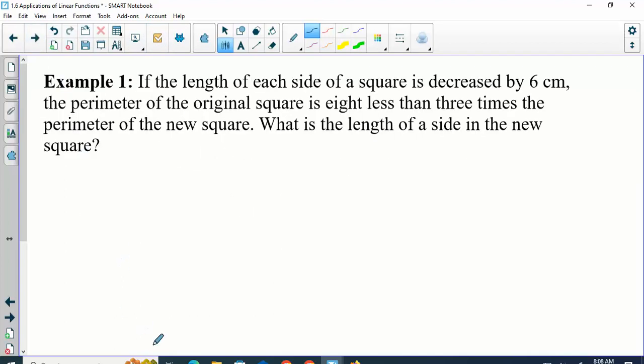Let's look at a problem. So what I found is when I give word problems, people look at it and they say, okay, if the length of each side of a square is decreased by 6 centimeters, the perimeter of the original square is 8 less than 3 times the perimeter of the new square. And they look at me and say, I don't understand what that said. And I just read it to you and I don't understand either. So you gotta slow down. You can't just read the whole problem, get to the end and think you're going to know what to do. We're going to go back, we're going to take a piece at a time.